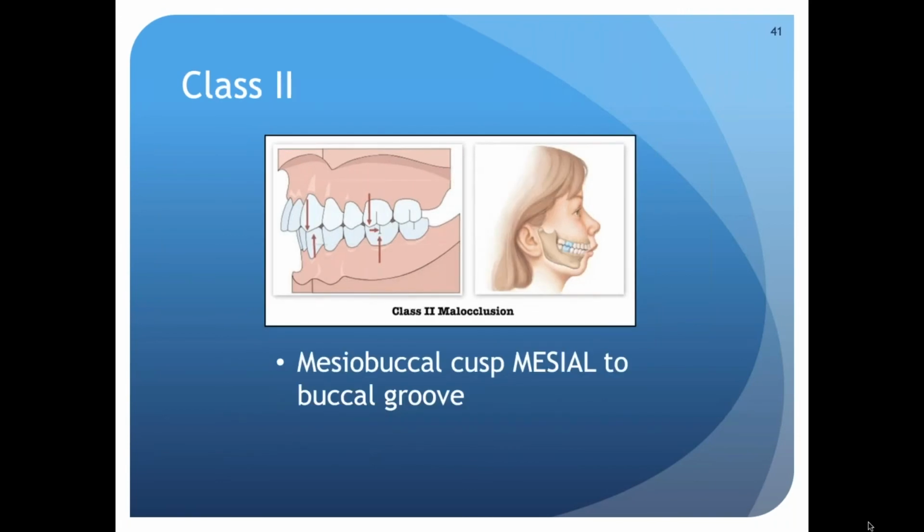So class 2 are a little bit more retruded. Our mesial buccal cusp is going to be mesial to our buccal groove. So I'm thinking that the mandible is more distal, is how I like to think about it.